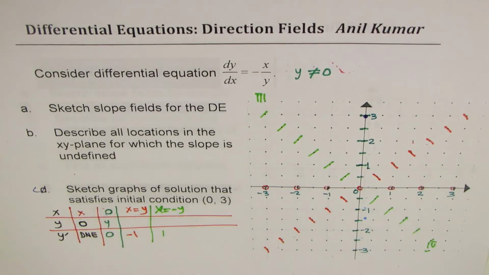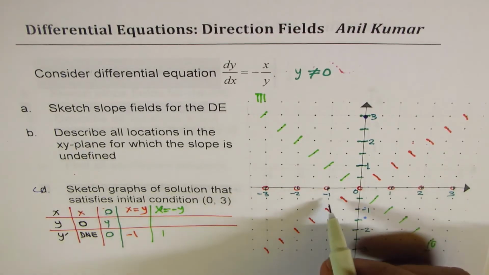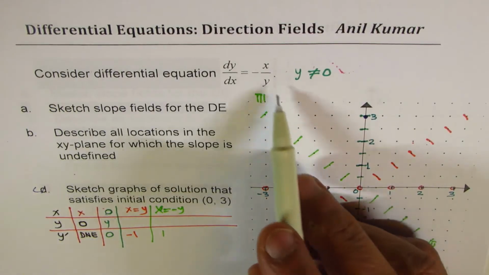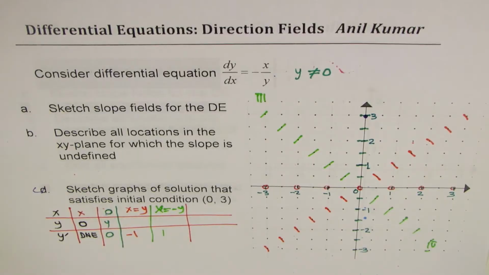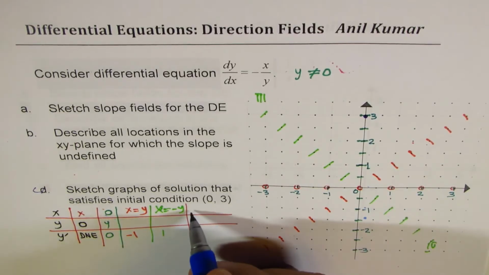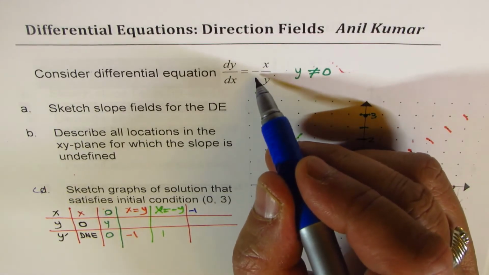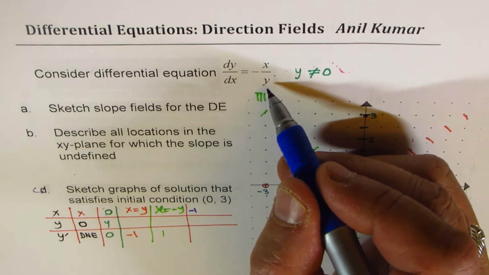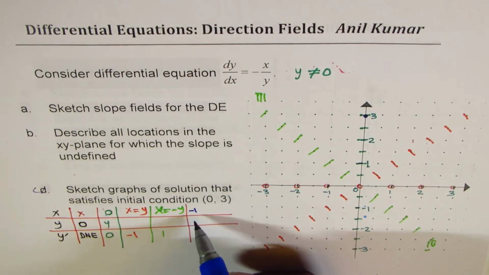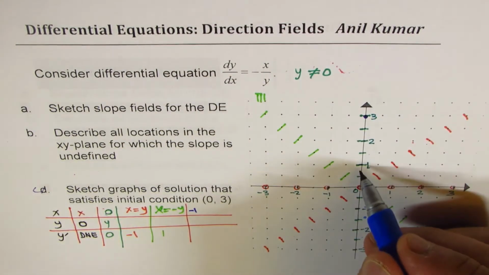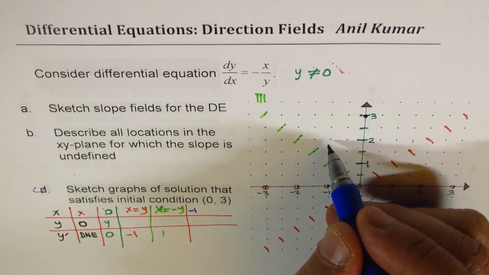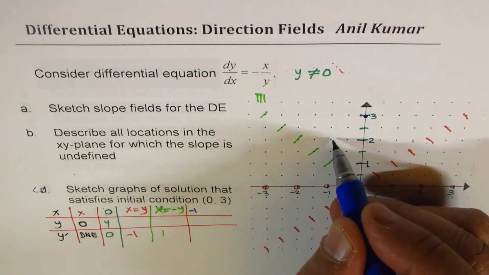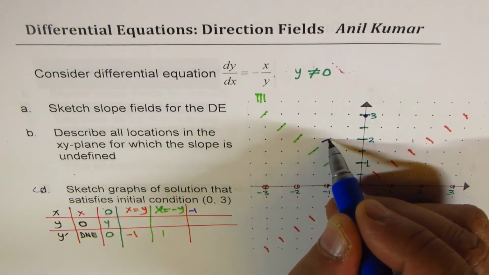Correct? Now, we can take some other values for x and then draw. For example, if I take x as minus 1, then for different values of y, what do we get? Then this becomes the positive reciprocal of y. For minus 1 and 1 we have already drawn. But if I take minus 1 and 2, then it becomes half. That means lesser slope. Do you see that? It is lesser slope, kind of like this.